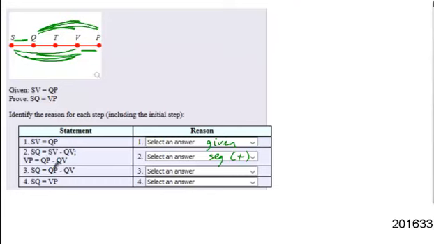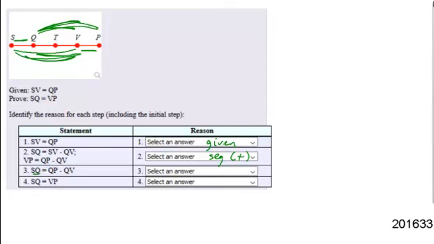When I move to statement 3, SQ equals QP minus QV. Once again, does that fit the structure of segment addition? Yes, I have SQ is equal to QP minus QV. Okay, it is not an example of the segment addition. So I have to look to see, is there something else that this could form?